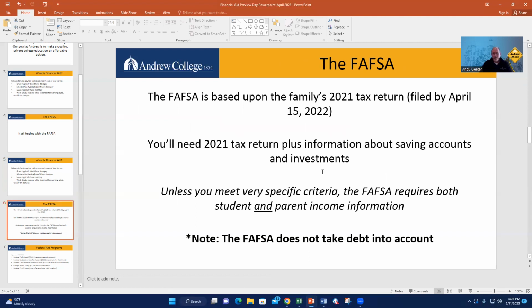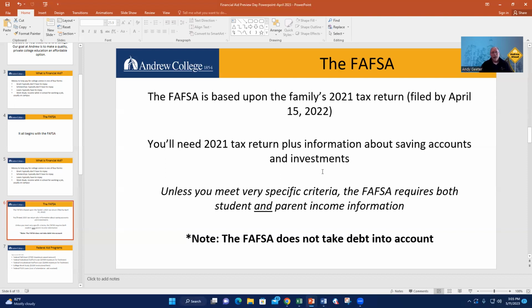The 23-24 school year FAFSA is based upon the tax return completed for the 2021 calendar year, and that's the one you filed by April 15th, 2022. Now, you can directly import your tax information from the IRS into the FAFSA. However, it's a very good idea to have a copy of your 2021 tax return with you as you file the FAFSA. Also, information about savings accounts and investments, because those may be asked, or will be asked actually, on the current FAFSA form.